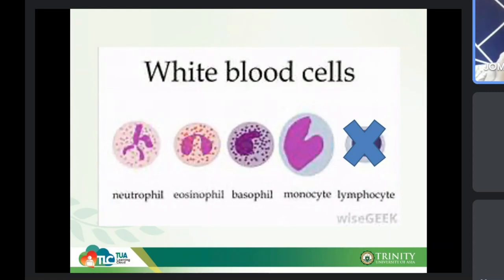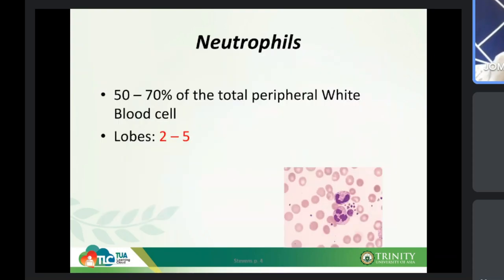Now, when we talk about your white blood cells, of course, this will be a review of your Hematology 1. Some of your white blood cells increase in a particular type of infection. So the first ones, let's start off our discussion, are your neutrophils. Your neutrophils are said to be the most abundant white blood cell inside the body, amounting to around 50 to 70% of the total peripheral white blood cells in an individual.